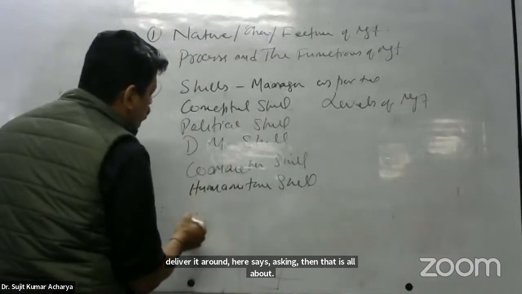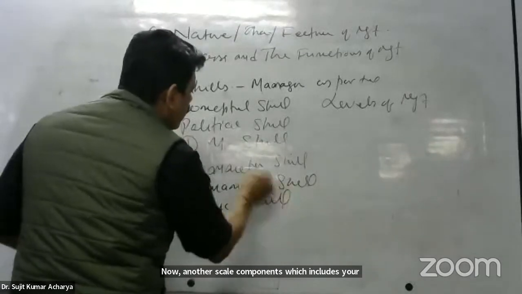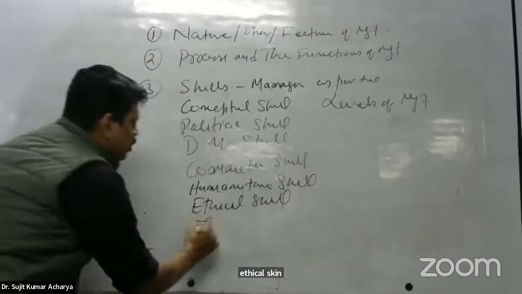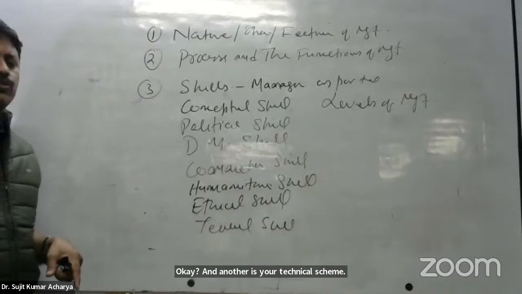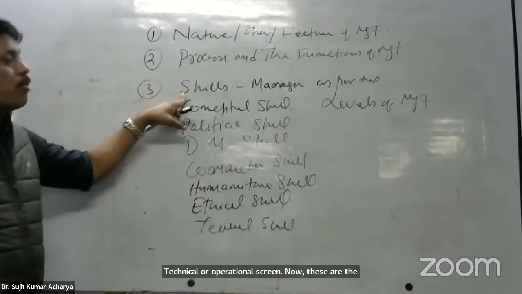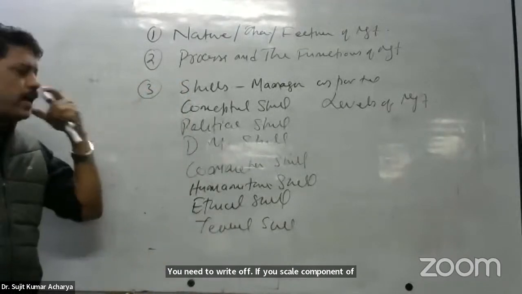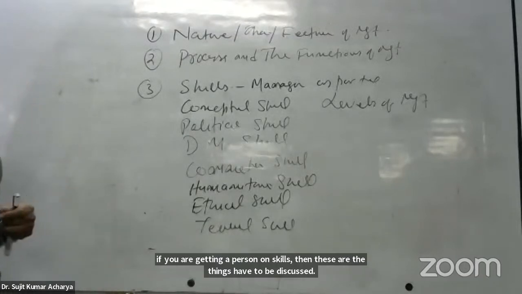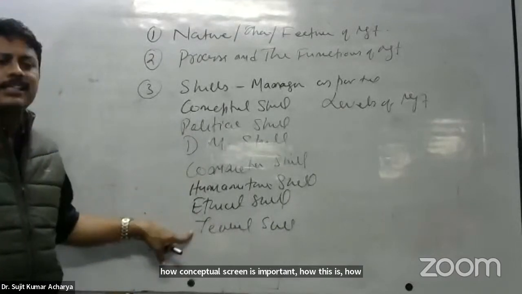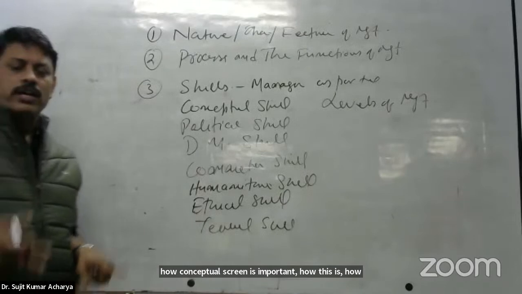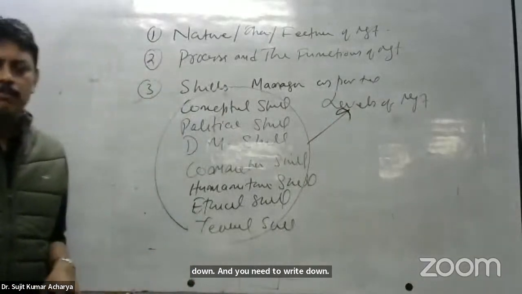Now another skill component is your ethical skill, and another is your technical or operational skill. These are the basic skills which are required. If you are getting a question on skills, these are the things that have to be discussed. How communicational skill is important, how conceptual skill, humanitarian, ethical and technical skills are important, you need to write down, as per the levels of management.